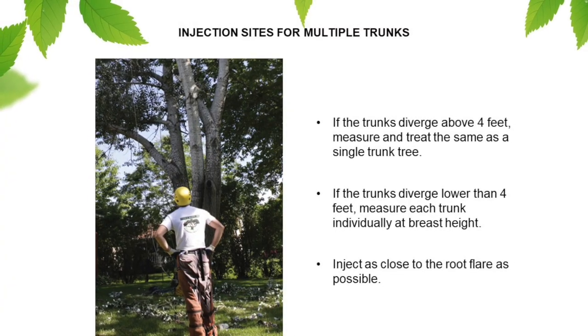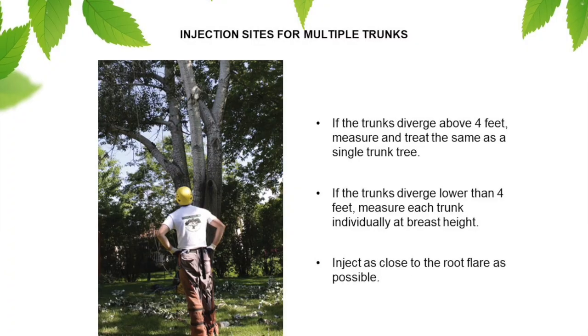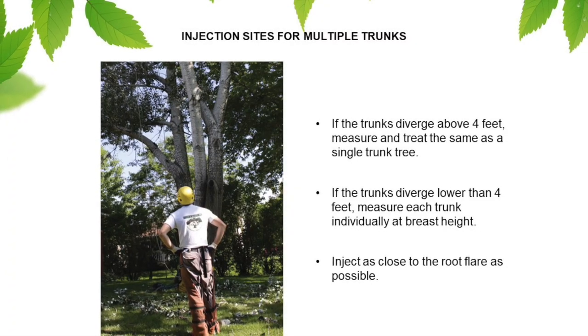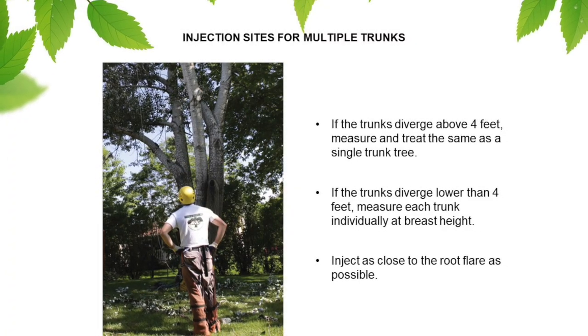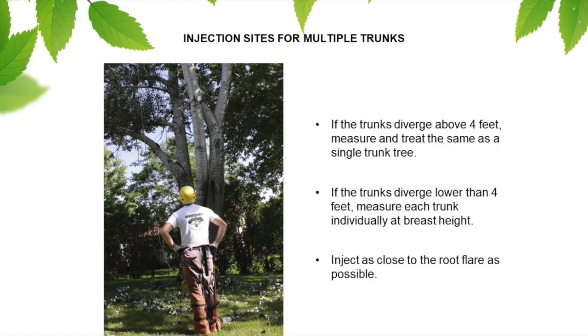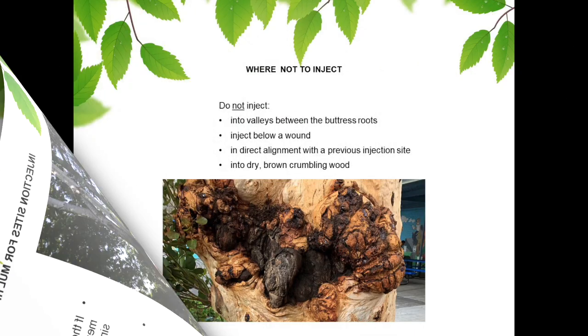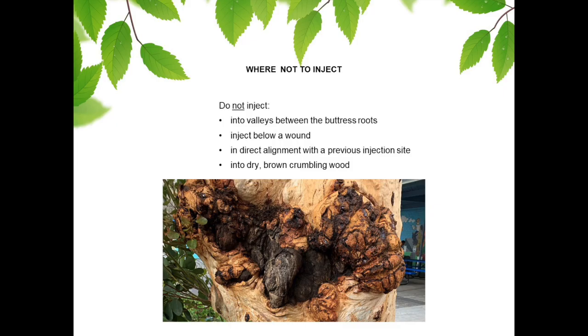Inject as close to the root flare as possible. The cells in the valleys between the buttress roots are smaller and more compressed, resulting in very slow uptake. Where not to inject: do not inject into valleys between the buttress roots, immediately above or below a wound or previous injection site. Inject on either the left or right of wounds and previous injection sites.